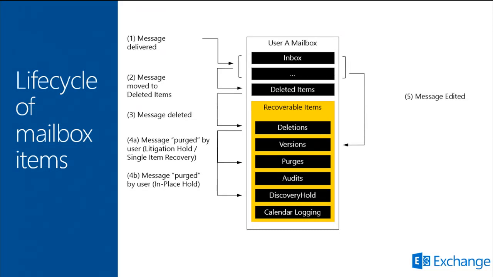The other cool thing is this concept of immutability encompasses the mailbox itself. So when a user who is on hold tries to edit an item, there is something called versioning. And we maintain versions of each item that the user or any process tried to change. The original item is copied into the versions folder.